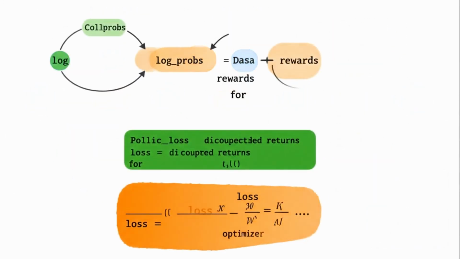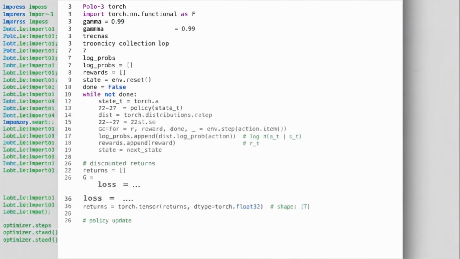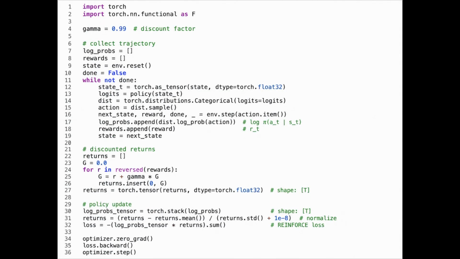A trajectory has probability p sub theta of tau equals p of s sub 0 times product over t of pi sub theta of a sub t given s sub t times p of s sub t plus 1 given s sub t comma a sub t. When we take the log, p sub theta of tau equals log p of s sub 0 plus sum over t of log pi sub theta of a sub t given s sub t plus log p of s sub t plus 1 given s sub t comma a sub t. Taking the gradient with respect to theta, the initial state distribution and transition dynamics have nothing to do with theta, so they vanish.